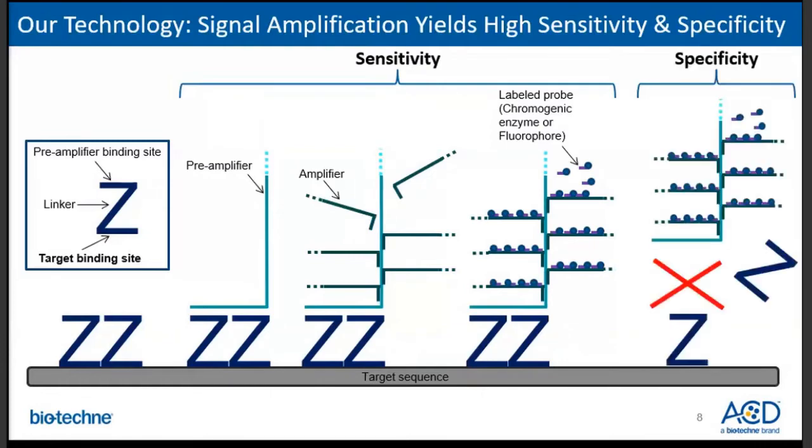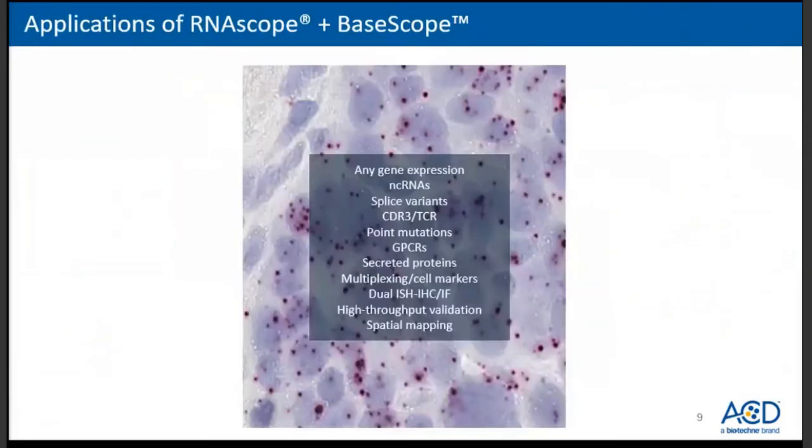Background is eliminated because the signal is dependent on two ZZs binding next to one another on the target sequence. So if only one Z binds, the preamplifier and the amplifier structure will not be built. So that allows us to have the specificity that we're looking for with your target. If both Z's do not bind next to each other, the amplifier cannot be built. So consequently, no amplification will be generated for this signal. Taken together, the combination of the probe design and the signal amplification ensures a high signal-to-noise ratio.